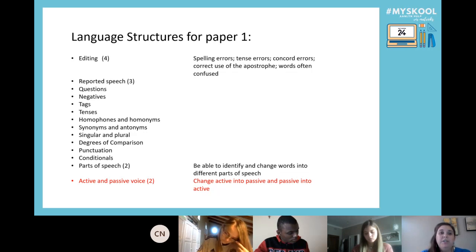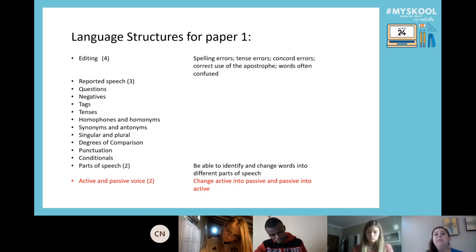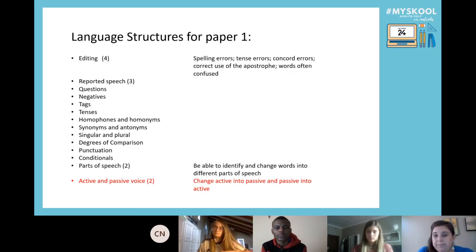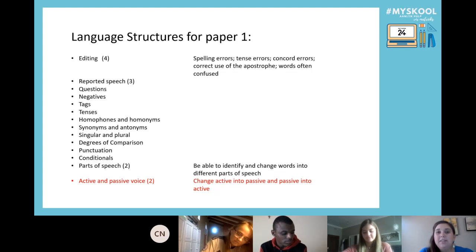Now, first of all, the first structure that you always get is the editing. That is the one you struggle with. It is where you have to identify mistakes and fix them. The mistakes that you can expect there include spelling errors, tense errors, concord errors, correct use of the apostrophe, and words often confused. Now, of those words, I think you might have forgotten what concord means. Can anyone tell me what concord means? Concord is subject-verb agreement. It is where the singular gets an S and the plural doesn't. Okay, so they often ask that with the editing.